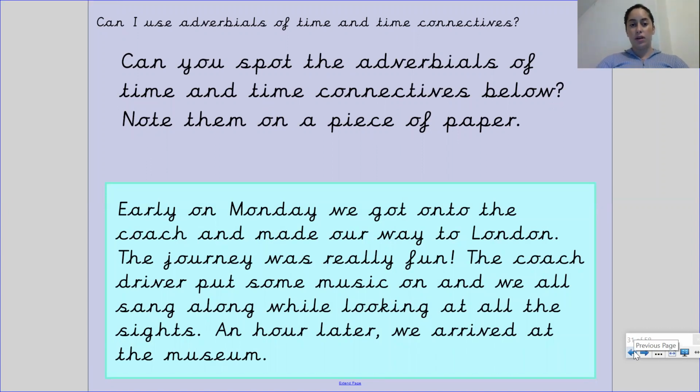Now, can you pause the video and spot the adverbials of time and time connectives below? You can write them down on a scrap piece of paper. This is not your main activity, so you wouldn't need to upload it. Read it sentence by sentence and see how many adverbials of time or time connectives you can spot, and play the video when you're ready.